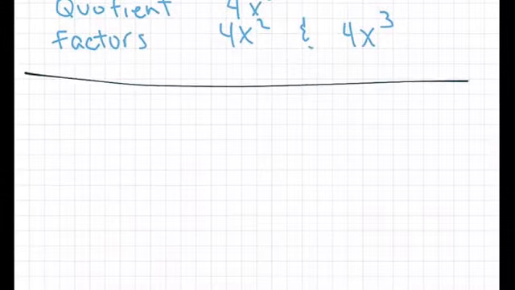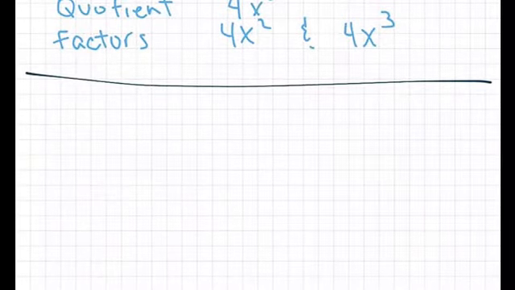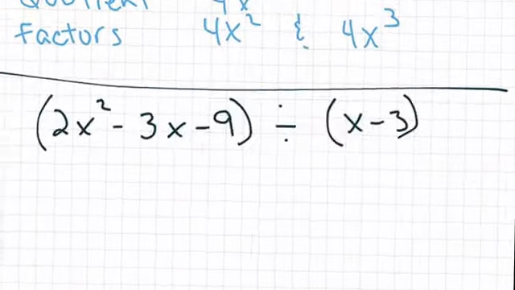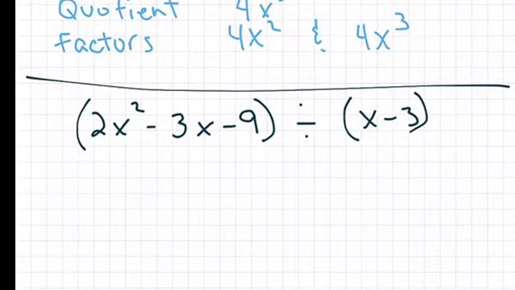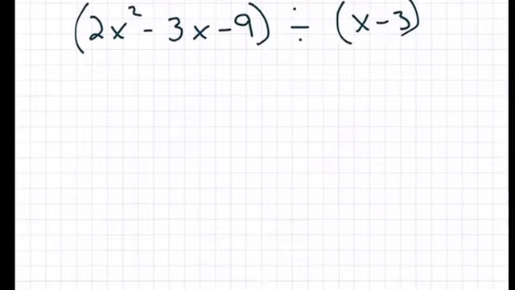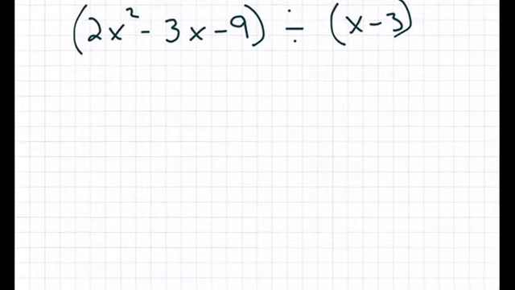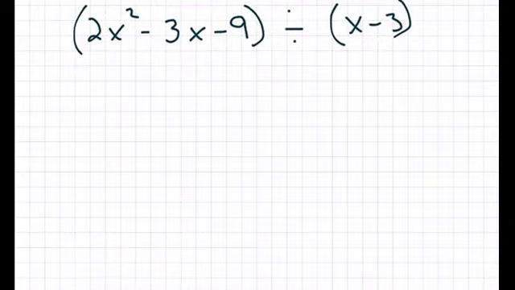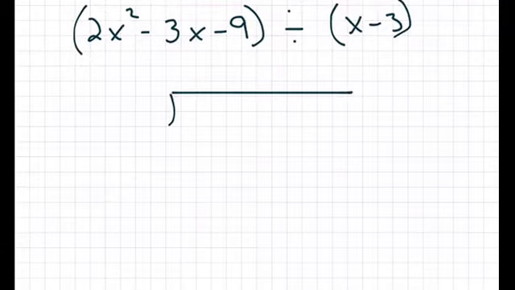Alright, so let's go ahead and do the next example. Let's do 2x squared minus 3x minus 9 divided by x minus 3. Now, let's talk about this. This is written differently. It doesn't mean that it changes our process. What we have to do is to decide when we write it in our normal long division way, what goes where.